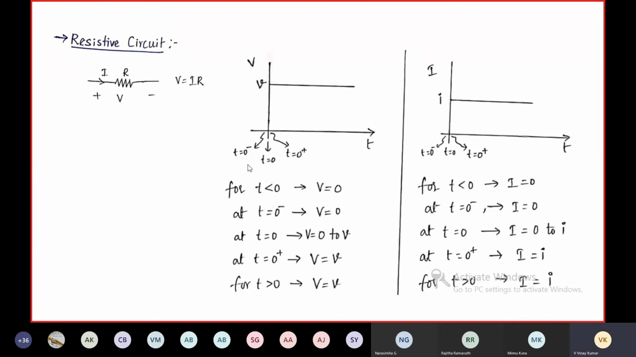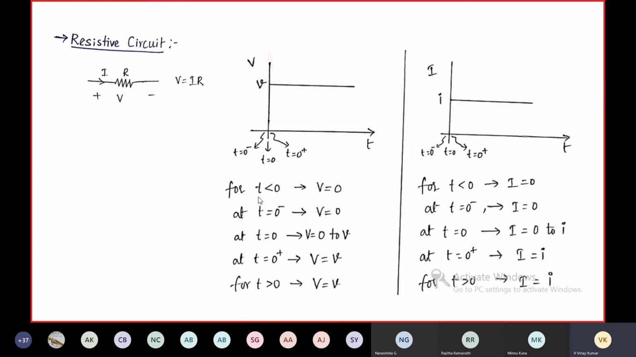So we have already discussed this, right? For t less than 0, V is equal to 0. This portion is for t less than 0, and this portion is for t greater than 0. This instant is t is equal to 0. This instant is t is equal to 0 minus: just before the change of voltage is called the t is equal to 0 minus instant. Just after the change of voltage is called the t is equal to 0 plus instant.